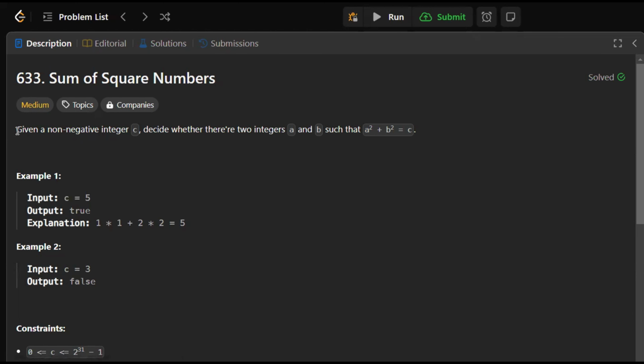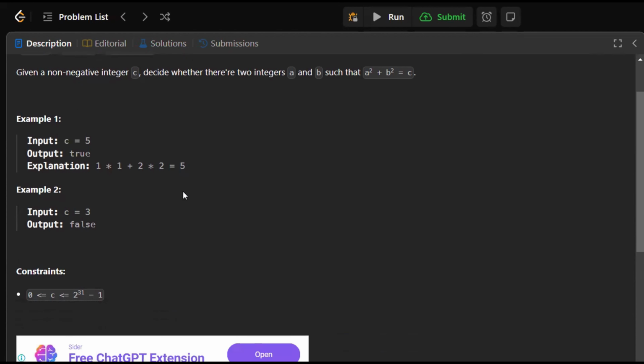In this problem, we are given a non-negative integer c and we have to decide whether there are two integers a and b such that a square plus b square is equal to c or not. If it is, that means we have to return true, otherwise we have to return false.